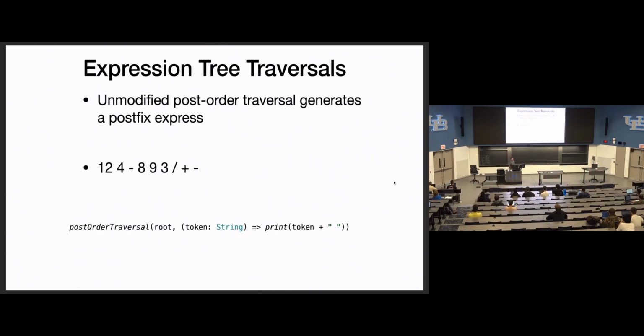And guess what? If we use a post-order traversal, we get our postfix notation. So if we travel in this, we don't even have to modify anything. We're just going to print the token, and then I'm going to separate them by spaces. So if we just do a post-order traversal on that expression tree, it will visit the nodes in the order of a postfix expression via magic.